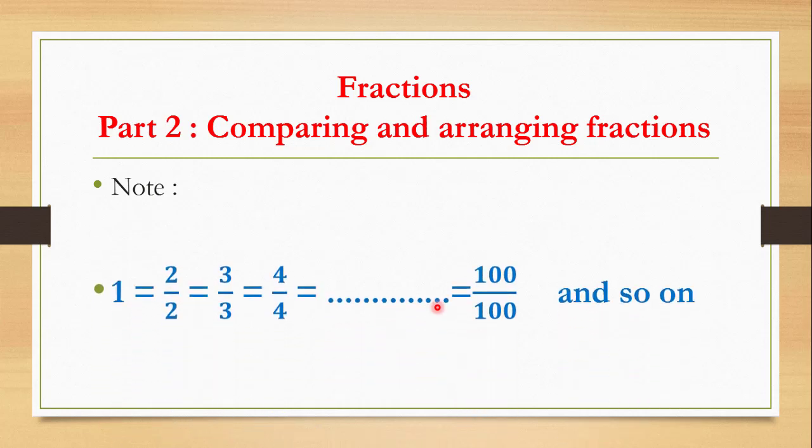I want you to note that we can write one by different methods or by different way. We can write one as a fraction by different way. But the two numbers should be the same. The number up should be the same number down. Because if you remember, 2/2, it means 2 divided by 2. 2 divided by 2 equal 1. By the same way, 100 divided by 100 equal 1.